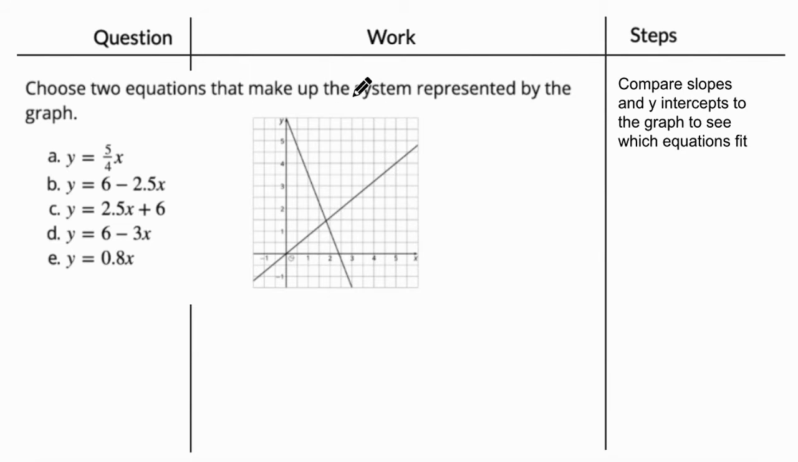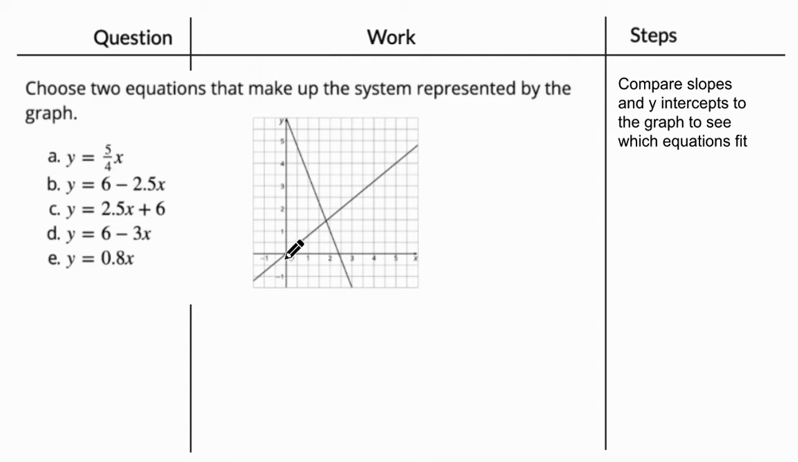Choose two equations that make up the system represented by the graph. So we have two lines here and a bunch of different options. The first thing that I want to do here is figure out which of these match up with each line.